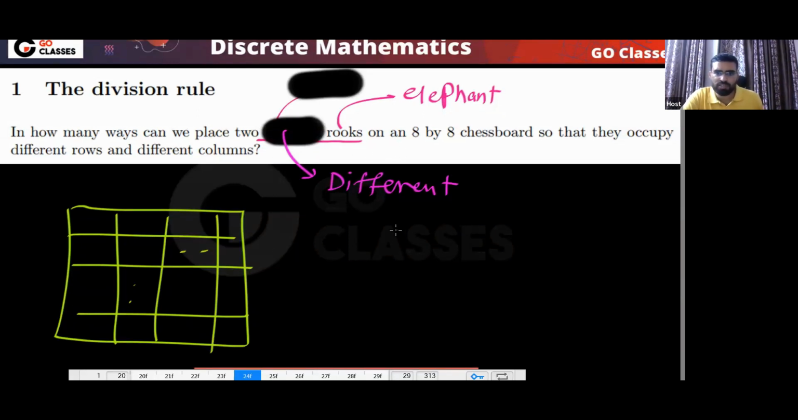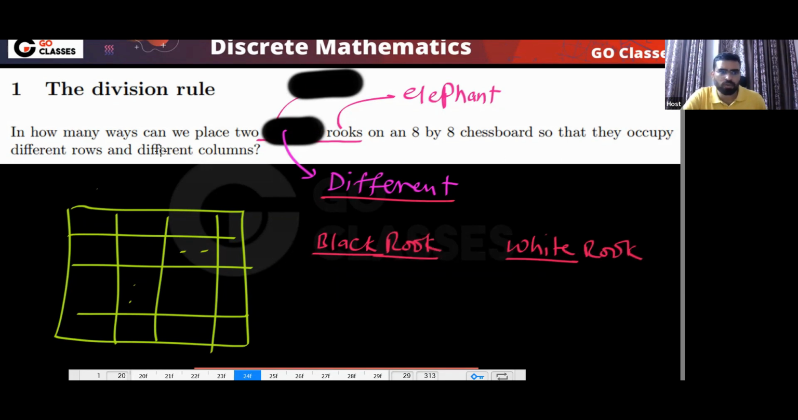So you can notice for the first rook, you have this black rook and this white rook, and they are different. Now tell me, for this black rook how many choices do we have? There are 64 choices, you can put it anywhere. So there are 64 choices for the black rook.